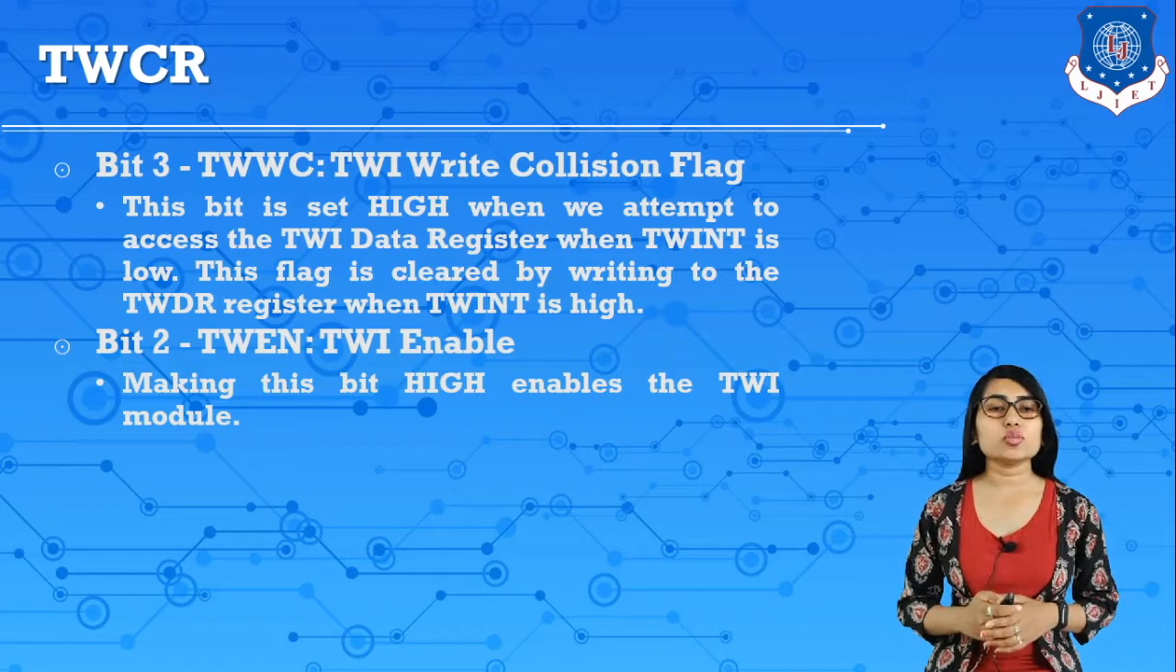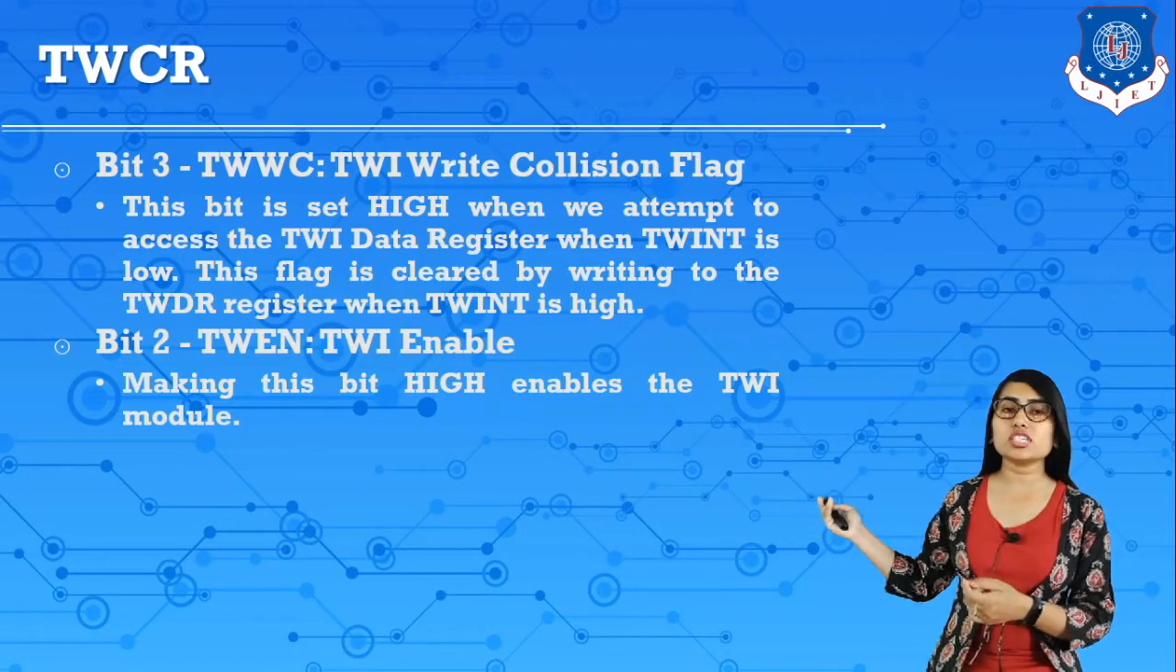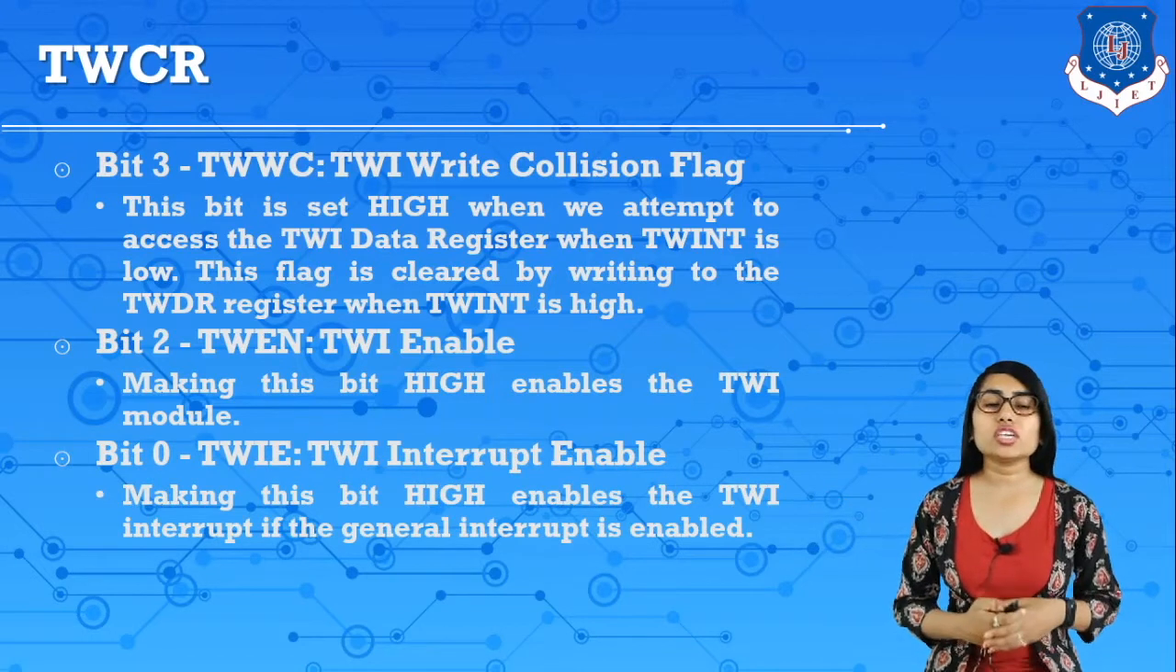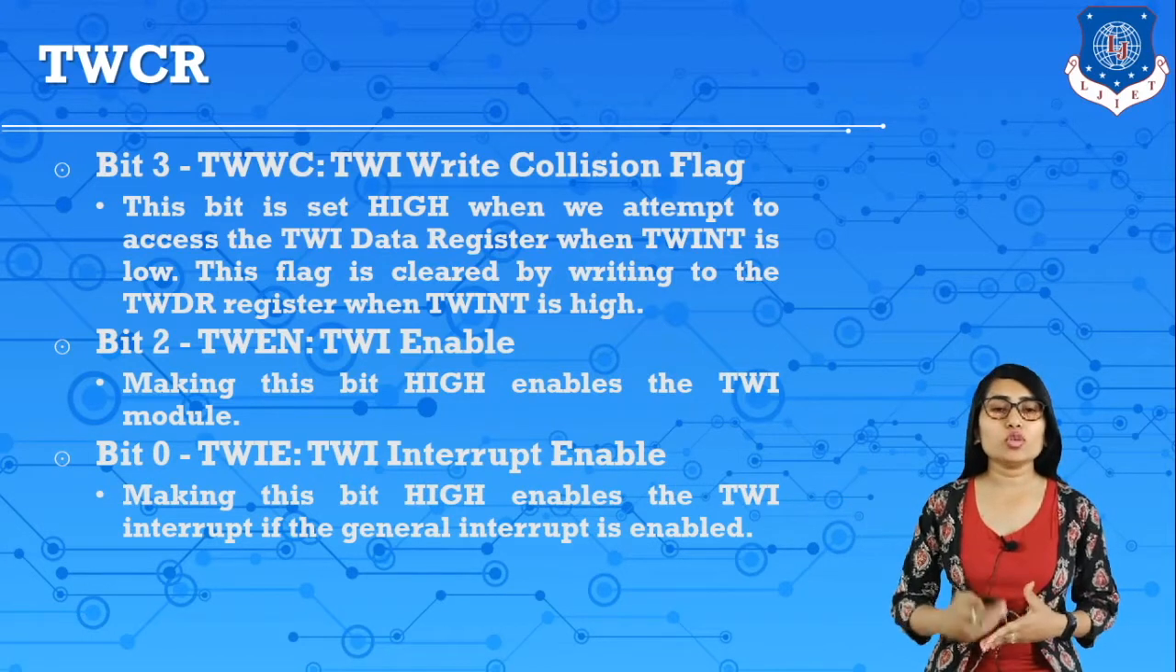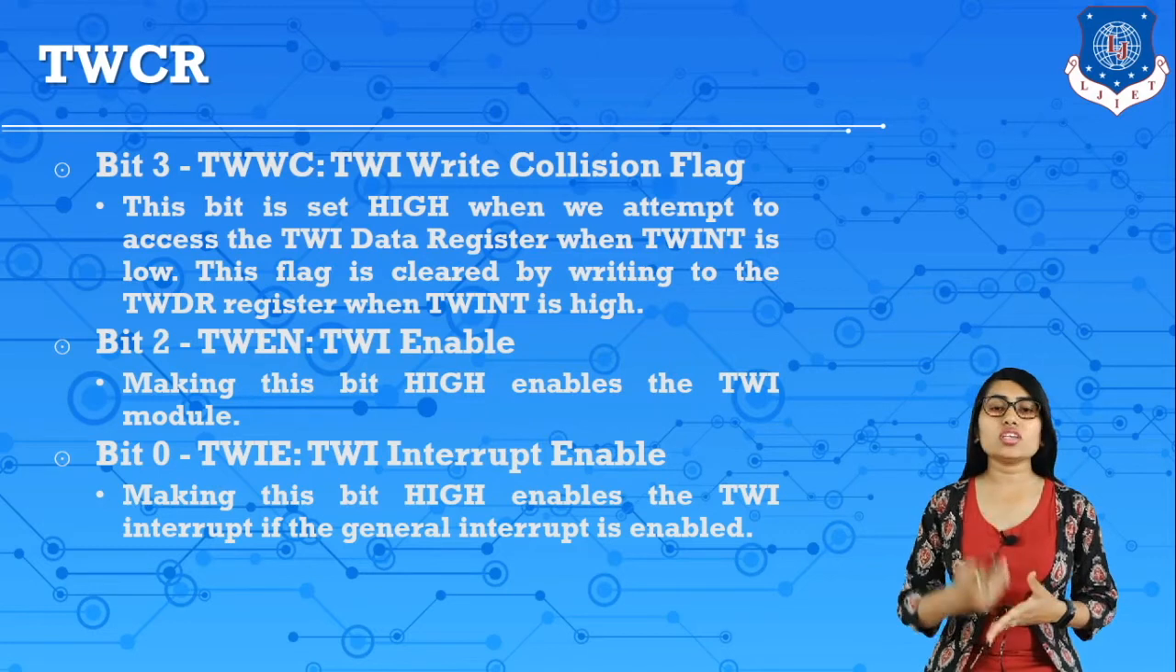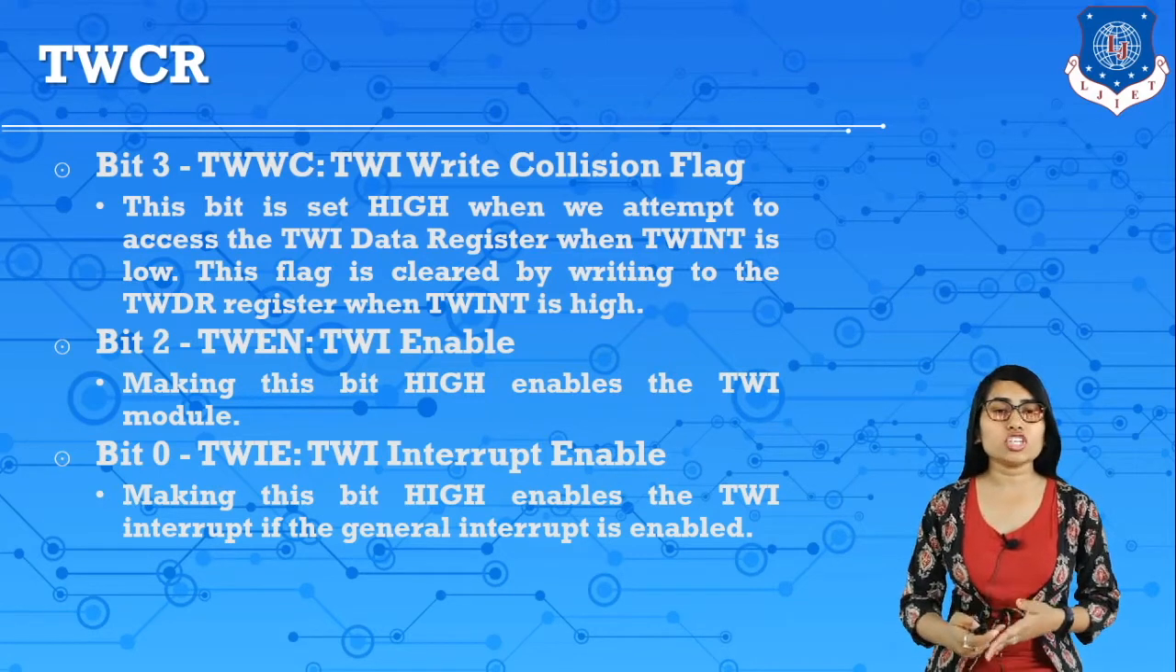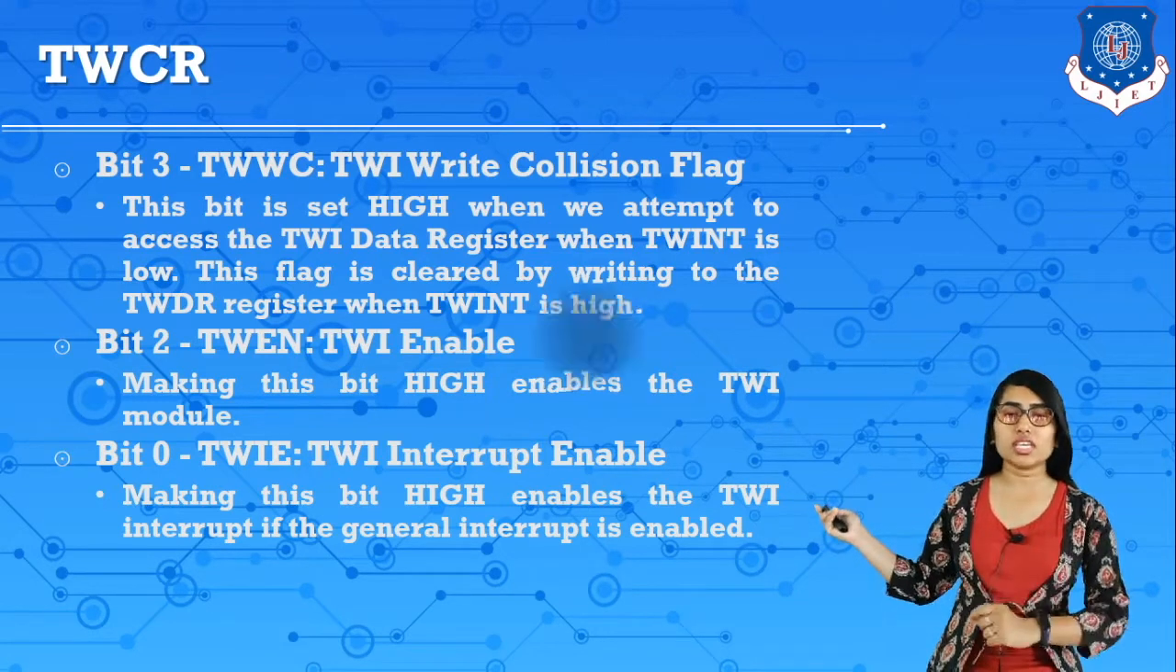Next is TWEN, TWI enable. Making this bit high enables the TWI module. Then bit 0, TWIE, TWI interrupt enable. Making this bit high enables the TWI interrupt if the general interrupt is enabled. Next is TWAR.